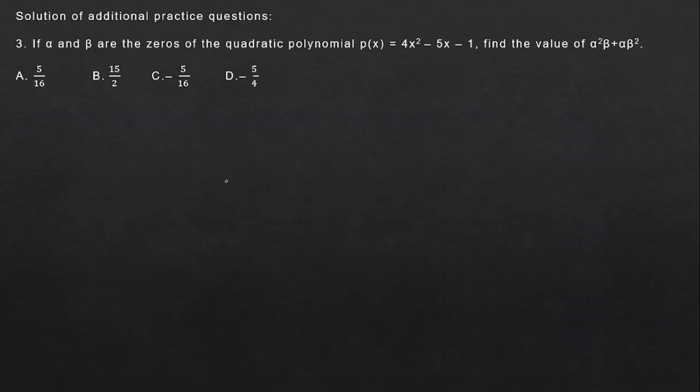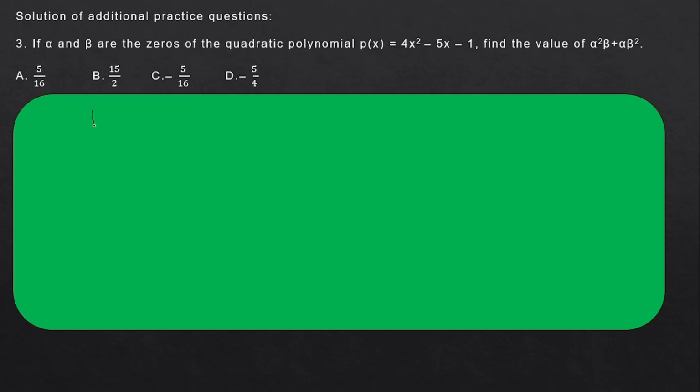If alpha and beta are the zeros of the quadratic polynomial p of x is equal to 4x square minus 5x minus 1, find the value of alpha square beta plus alpha beta square. So here the given polynomial is 4x square minus 5x minus 1. Now alpha square beta plus alpha beta square I can write by taking alpha beta common; I'll be left with alpha plus beta. Now as we know for a quadratic polynomial, alpha plus beta is calculated by minus b by a and alpha into beta by c by a.